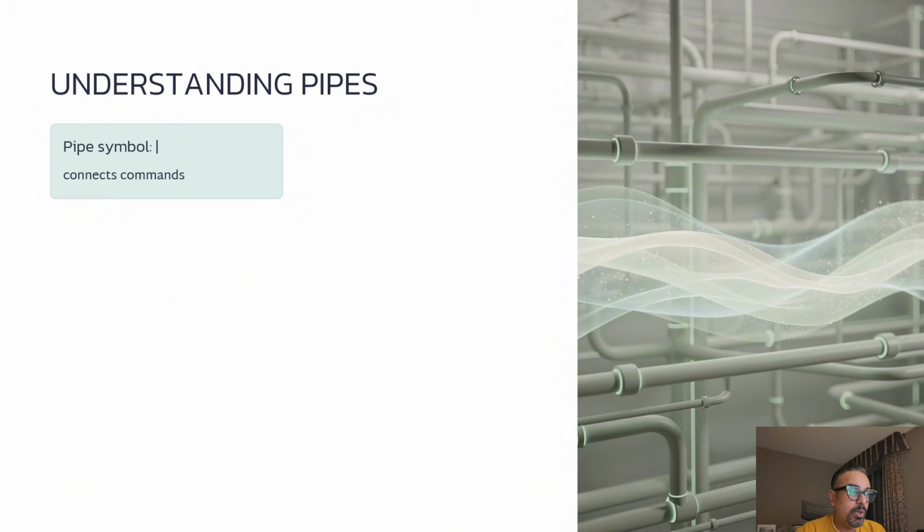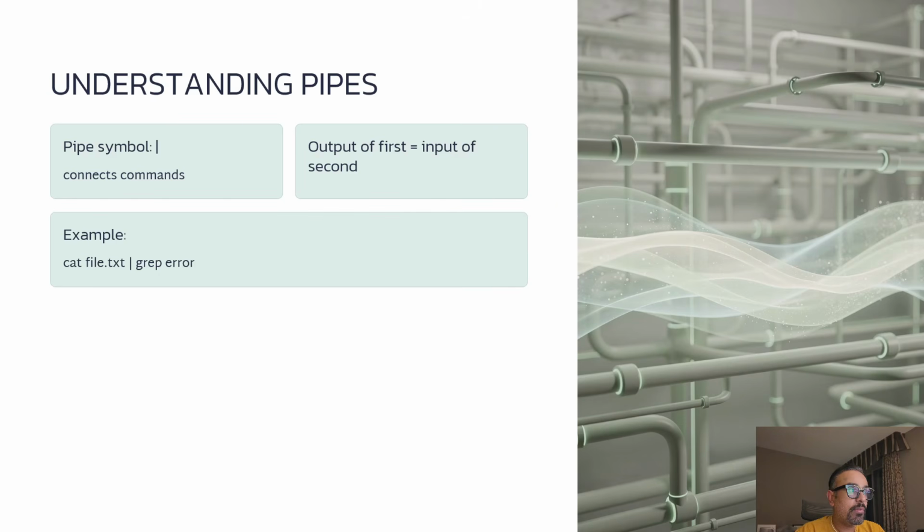So the pipe symbol is the vertical bar. It connects the commands by sending the output of the first command as the input to the second command. Now the output of the first command becomes the input of the second. Instead of displaying output on the screen, it flows directly into the next command for processing.